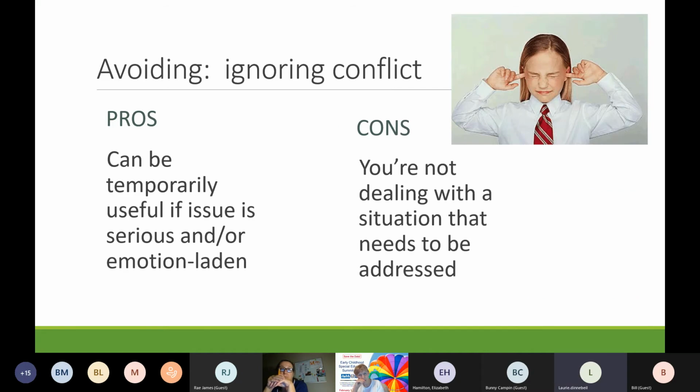I think a lot of us, if we could do a raise of hands, and I know we can't, a lot of us tend to try to avoid conflict and try to ignore it, sometimes at all costs. There are pros to that, to avoiding conflict. It can be temporarily useful if the issue is serious or if it's really laden with a lot of emotions. Just kind of breezing through it and not addressing it is something that you could do. On the downside, though, on the flip side, you're not dealing with a situation that really needs to be addressed.